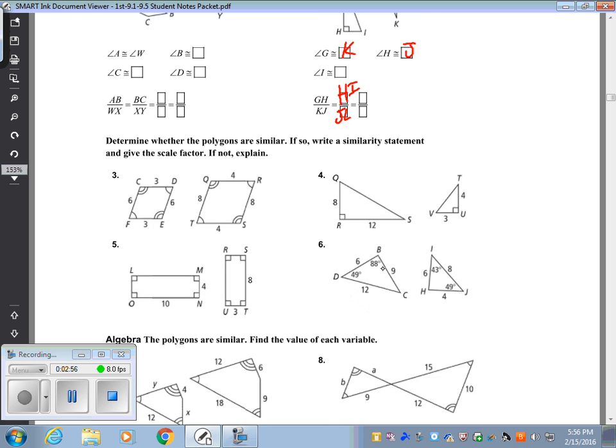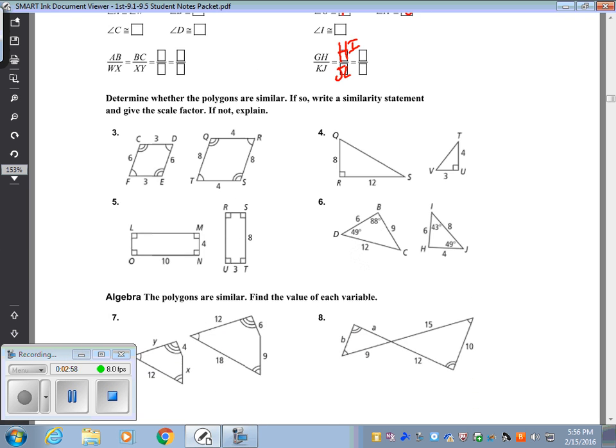So then here we had 1 through 6 was determining if they were similar, so checking the angles and then checking the corresponding sides are proportional, same ratio. And then if they were, you had to write a similarity statement and give the scale factor. So I think we did 3 together. Let me just recap if you weren't there.